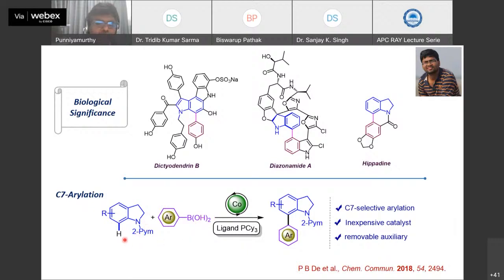So you can try to introduce the aryl group. That is the reason we have used indoline as the substrate. This can be reacted with boronic acid using a cobalt phosphine complex. It works very well.